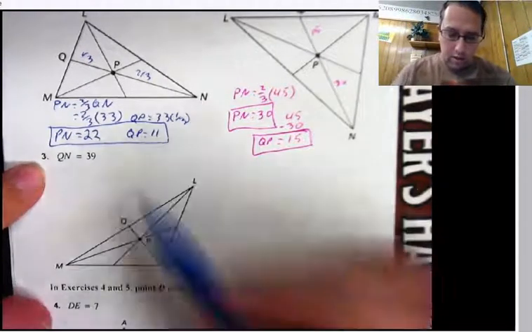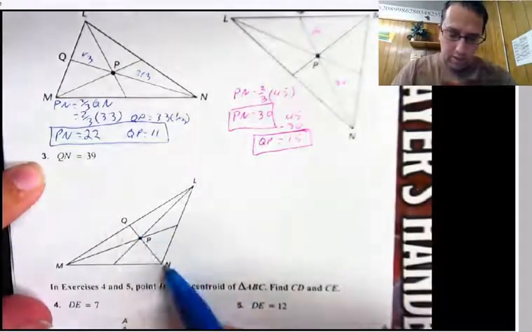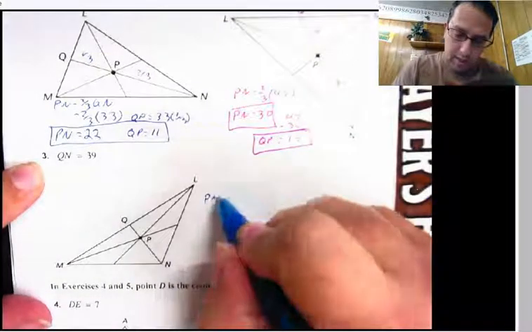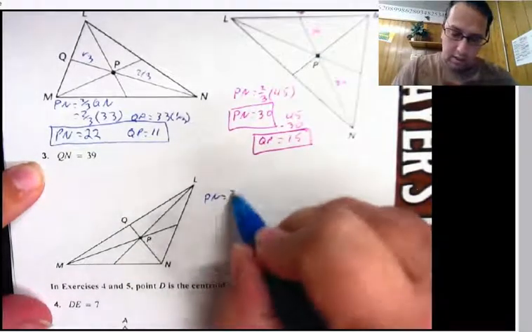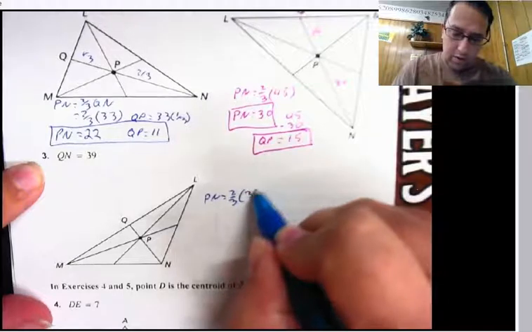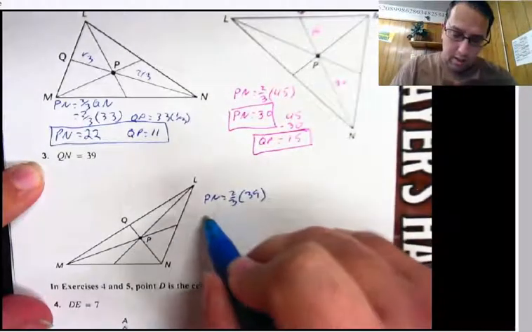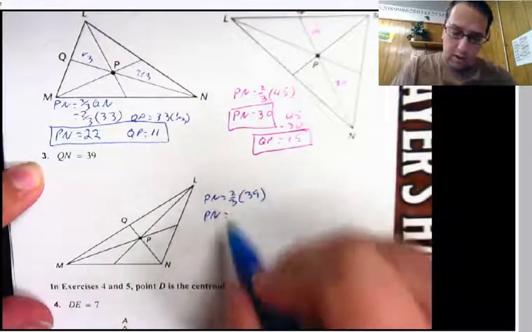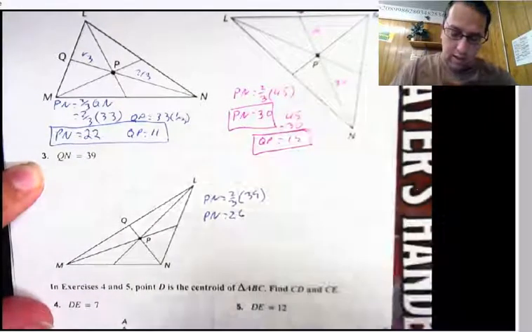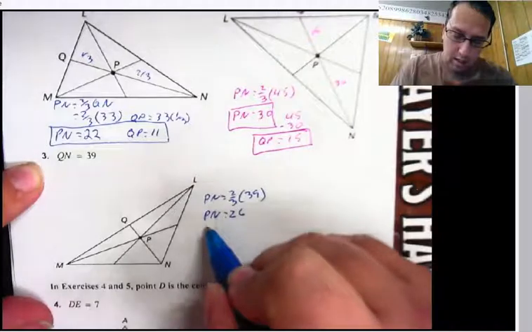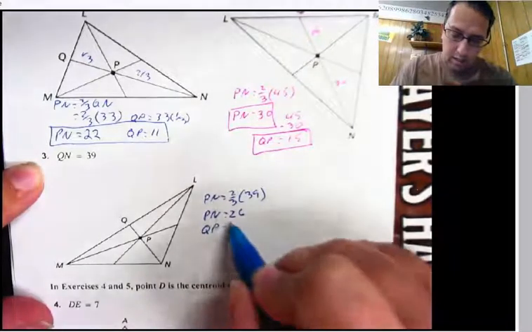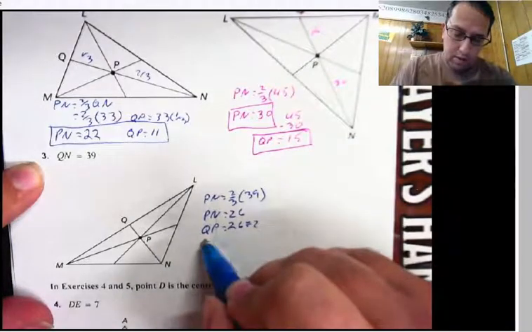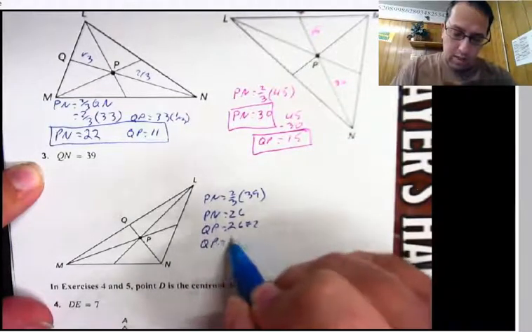QN is 39 units from Q to N. So this is going to be 2/3. So PN, because that's the vertex side, equals 2/3 of 39. And so PN equals 39 divided by 3 is 13 times 2 is 26. And QP is going to be 26 divided by 2. So that means that QP is going to equal 13.